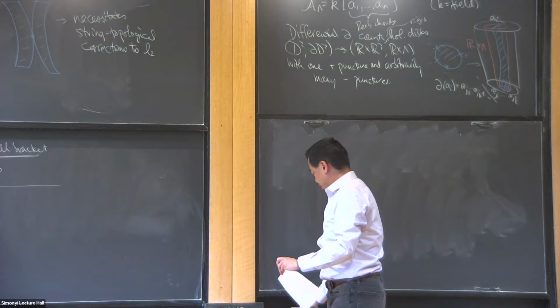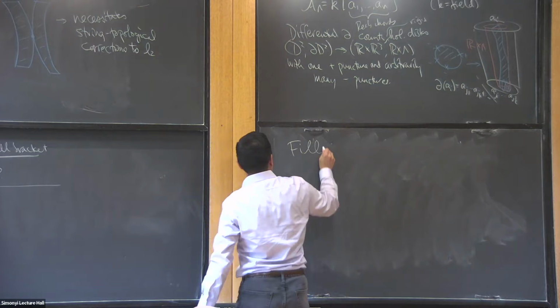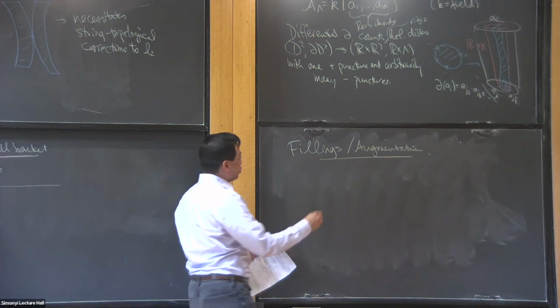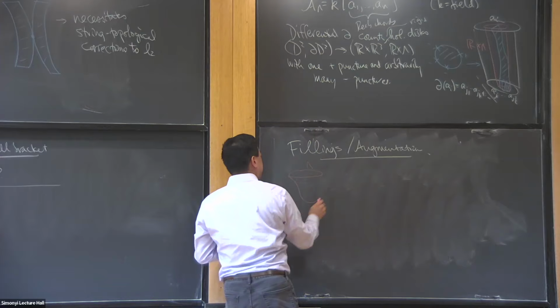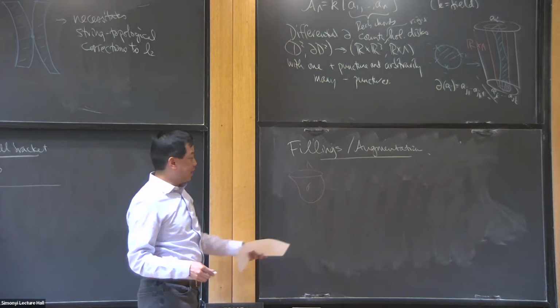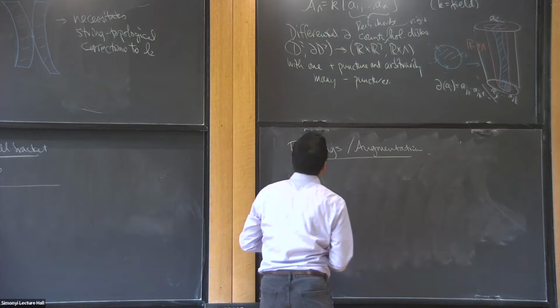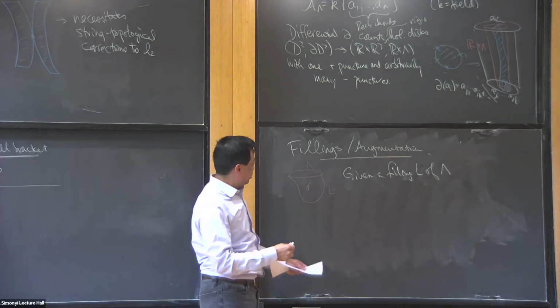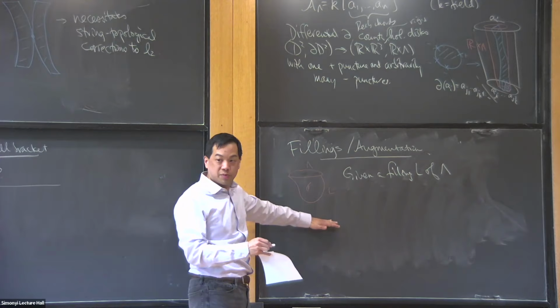What I want to do is give some geometric interpretation for some of these algebraic invariants, and this is going to be through the correspondence between fillings and what are called augmentations. I already told you what a filling was. If I have a Legendrian link lambda here, a filling is a cobordism with it up at the top and with the empty set down at the bottom. Given a filling of lambda, there's a cobordism map, and the cobordism map goes from the DG algebra of lambda to the DG algebra of the empty set, which is just the base field. So we get a cobordism map.